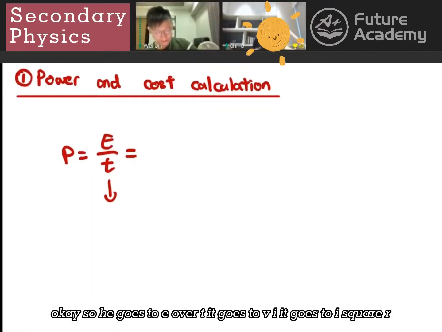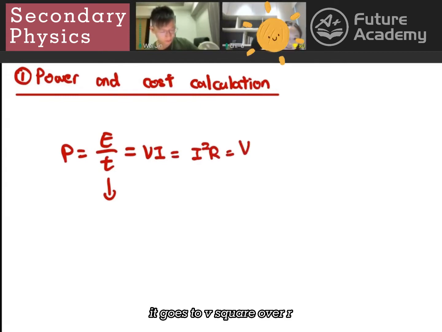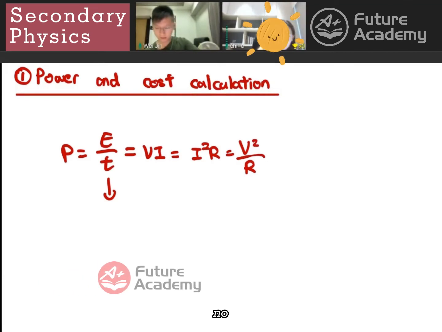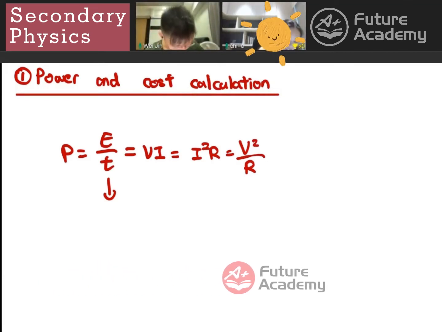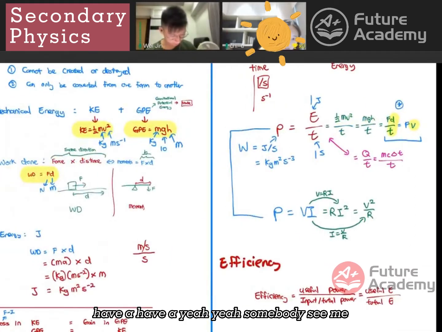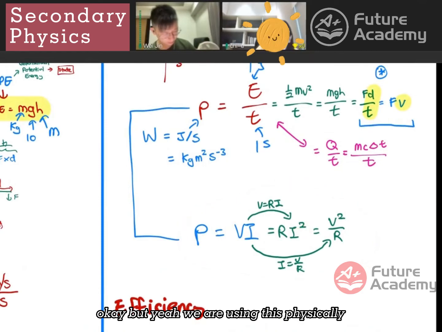Okay, so P equals E over T equals VI equals I squared R equals V squared over R. Have you seen this before? No. Somewhat similar. Okay, but yeah, we are using this basically.